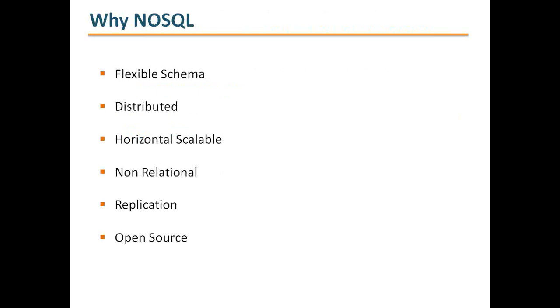And why NoSQL? These are the different features of NoSQL: flexible schema, distributed. We can store data in a distributed fashion, with horizontal scalability, non-relational, and we can provide replication to avoid data failures, and open source. Most NoSQL databases are open source. Some of the databases may have enterprise versions, for which we need to purchase a license. But most of the databases are open source databases.